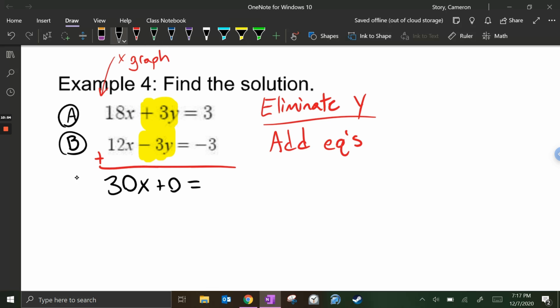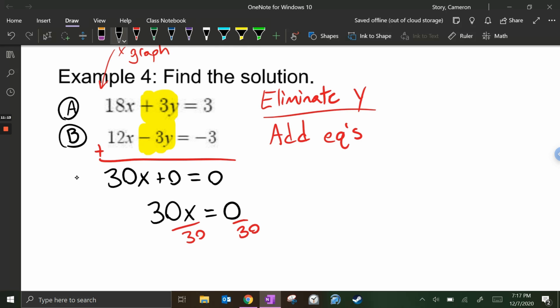So we have done it. We have eliminated y. 3 plus negative 3 is also 0. However, if we get rid of that 0 in the middle, we end up with this equation. You could think about this a couple of ways. You could divide both sides by 30. Just be sure that you know the only number that you can multiply 30 by and get 0 is just 0. Okay, x has to be 0. Also, 0 divided by 30 is just 0, that fraction there.